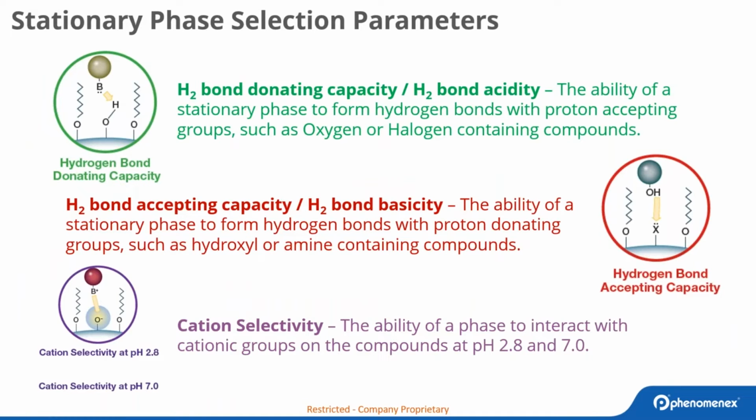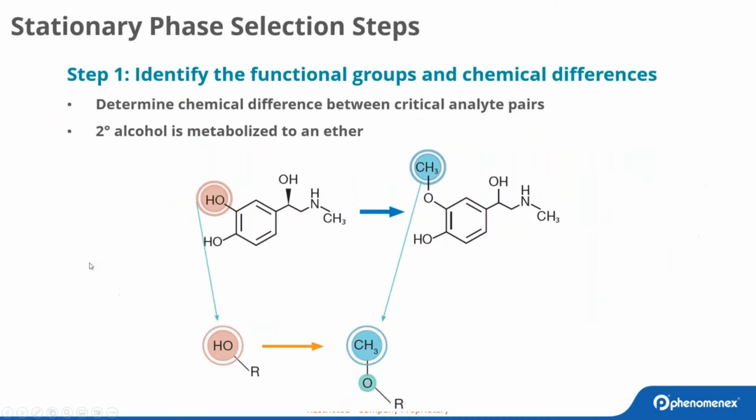Then you also have hydrogen bond donating capacity. So this is the ability of a stationary phase to form hydrogen bonds with proton accepting groups such as oxygen or halogen-containing compounds. Then you have hydrogen bond accepting capacity. So this is the ability of a stationary phase to form a hydrogen bond with a proton donating group such as hydroxyl or amine containing compounds. And then finally, we have cation selectivity. So this is the ability of a phase to interact with a cationic group or cationic groups on the compound either at pH 2.8 or at pH 7.0. So two different options for pH there.